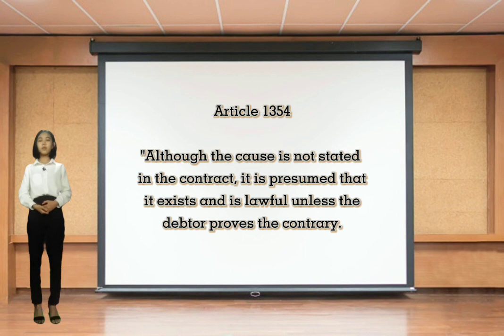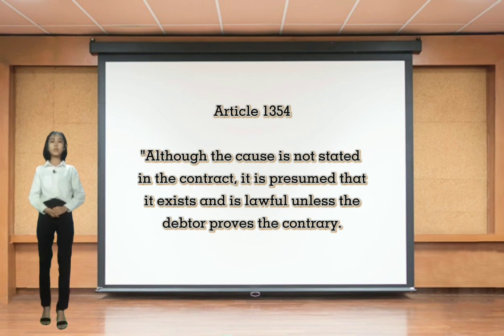Article 1354. Although the cause is not stated in the contract, it is presumed that it exists and that it is lawful, unless the debtor proves the contrary. Under Article 1354, it states that in the contract, the cause must be presumed to exist, and the reason is lawful. This presumption is there because it is presumed by law that all contracts have a corresponding cause that is lawful. However, since it is just a presumption, it can still be proven otherwise.